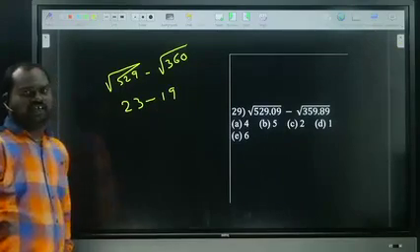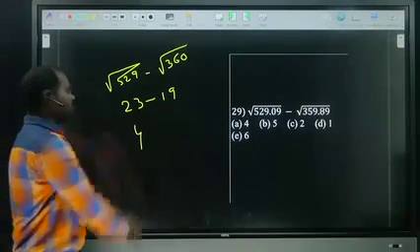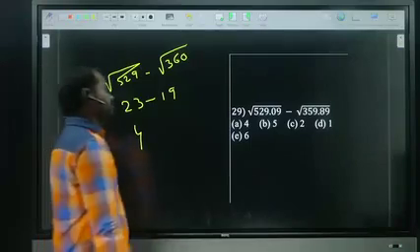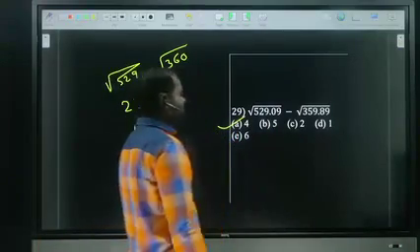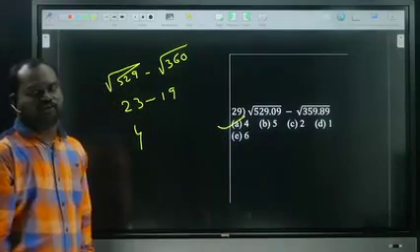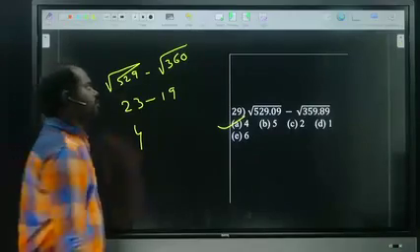23 minus 19, how much? 4. So your answer is option A. Option A. Okay? 23 minus 19, the answer is option A. Is it clear? Okay? Now next.